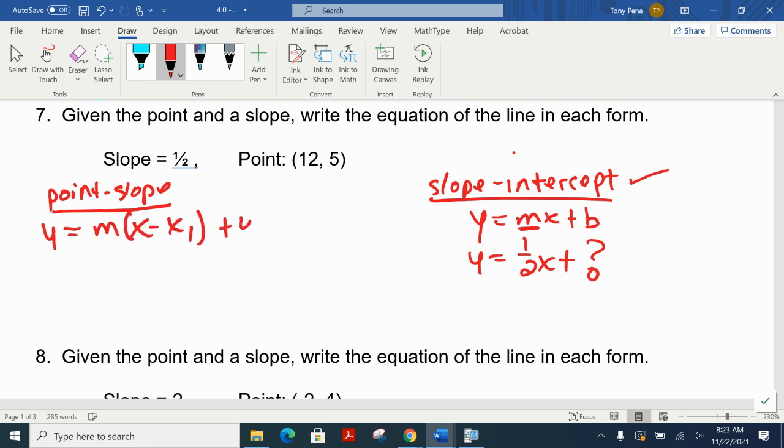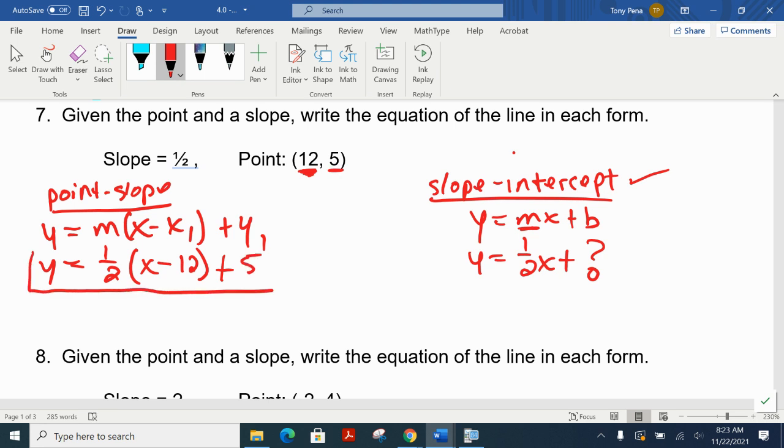So that's why point-slope form is really, really useful as we move along, because it's any point and that slope. So if I now go ahead and substitute in your m, we know that's the 1/2. And then I'm going to do x minus the x-coordinate of the point that I know. In this case, that's a 12. And then I'm going to add the y-coordinate that I know, which is a 5. So this is our answer in point-slope form.